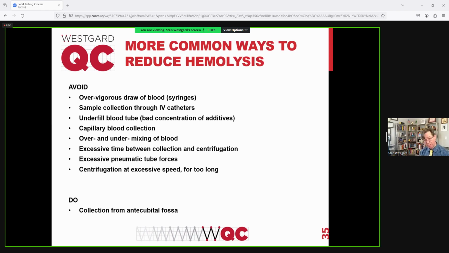If there's too much time between when you collect it and when you centrifuge it, or if you have a tube system with some sharp turns or extra vacuum and you're putting too many G-forces on the tube, that can also impact hemolysis. If you centrifuge at really high speed or for a very long time, that can also induce hemolysis. Now, these are things where, if we standardize, build an SOP and train people to avoid these ways of drawing blood, we can lower the hemolysis rate.